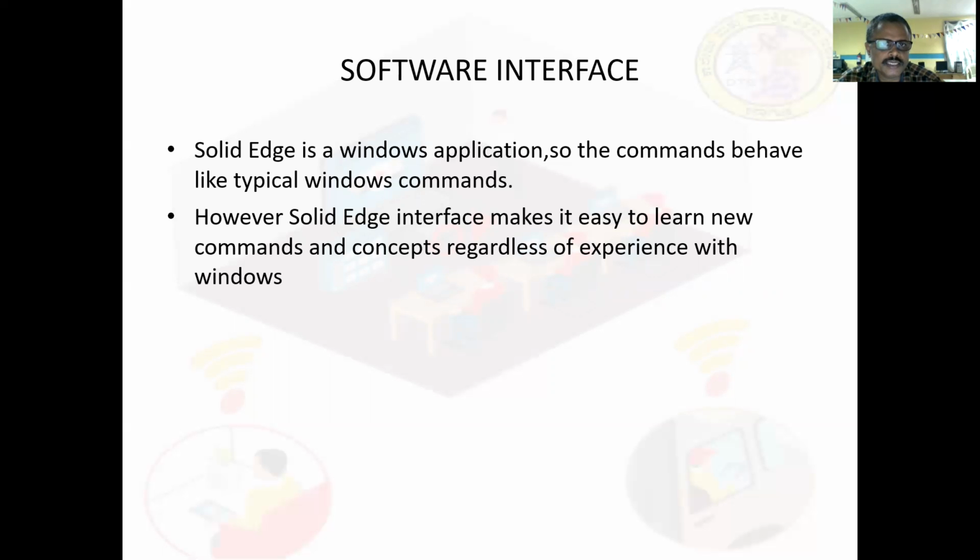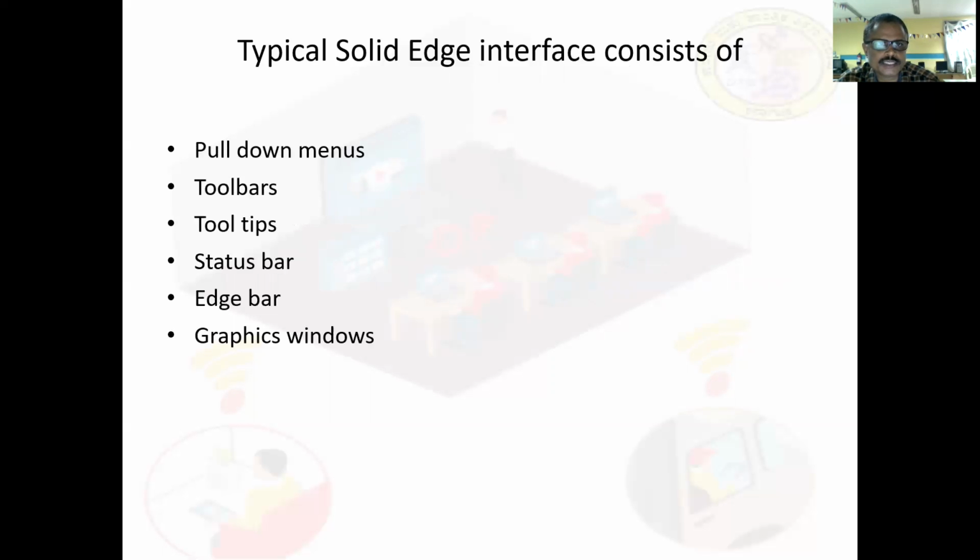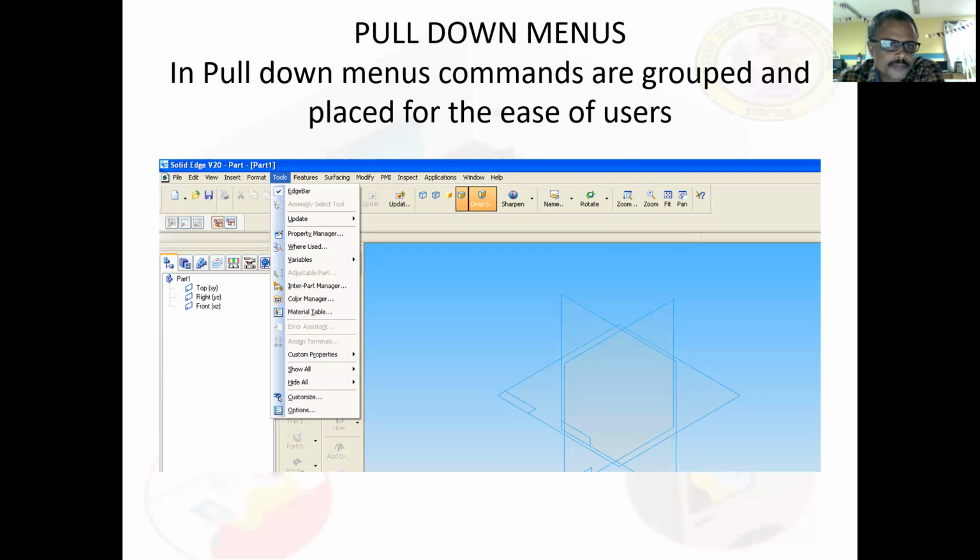Now let us see the Solid Edge interface. The Solid Edge interface consists of pull down menus, toolbars, tool tips, status bar, edge bar, graphics windows. Let us see one by one. Let us see what is a pull down menu. You can see the pull down menu here. This is what we call a pull down menu.